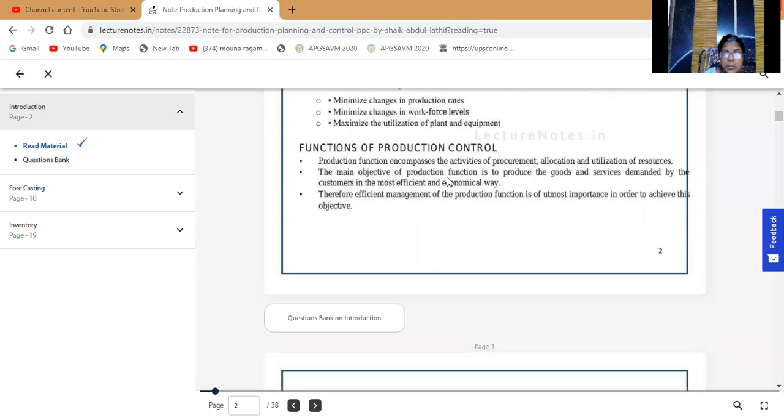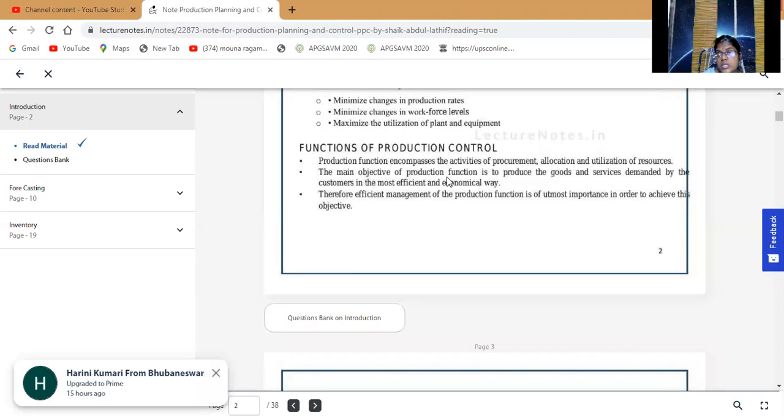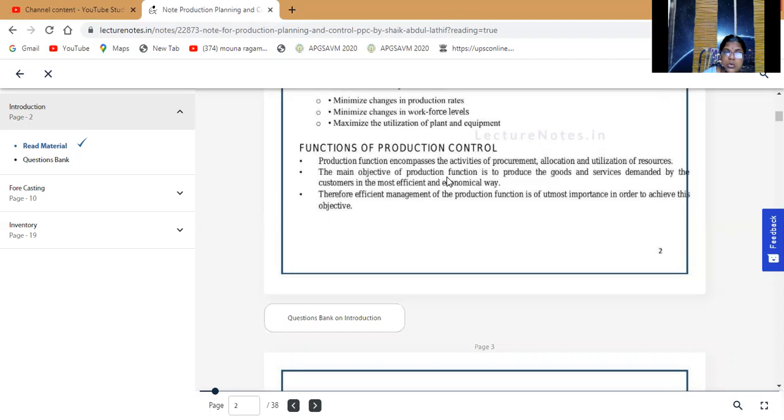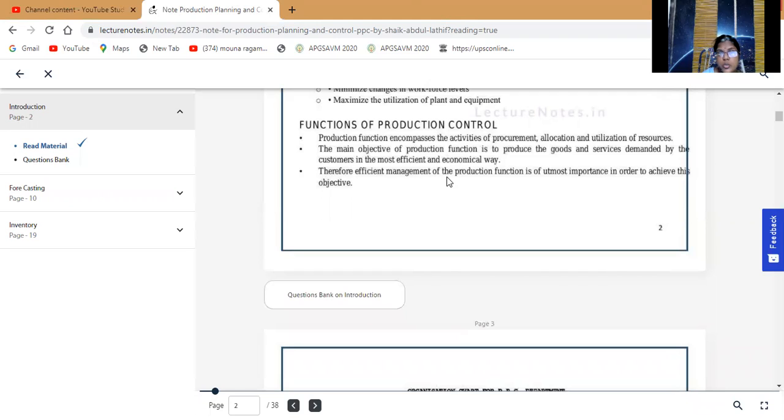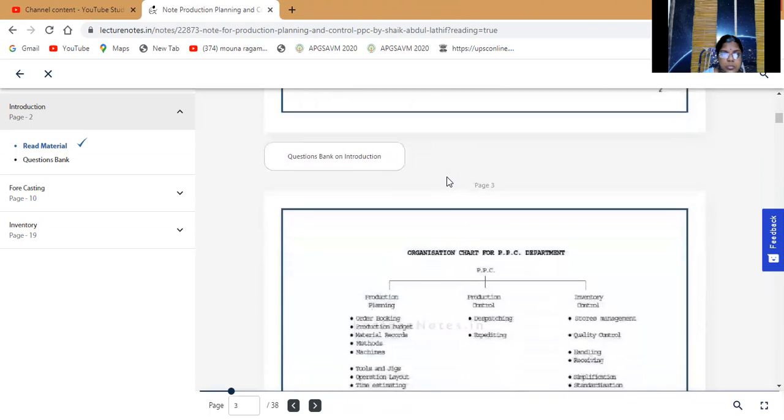The main objective of the production function is to produce the goods and services demanded by the customers in the most efficient and economical way. So that is the most important. How to produce the goods and services, and how much is demanded by the customers; if you have more demand, you should become more efficient and improve the economics too. Therefore, efficient management of the production function is of utmost importance in order to achieve this objective. So those are the functions of production control, right?